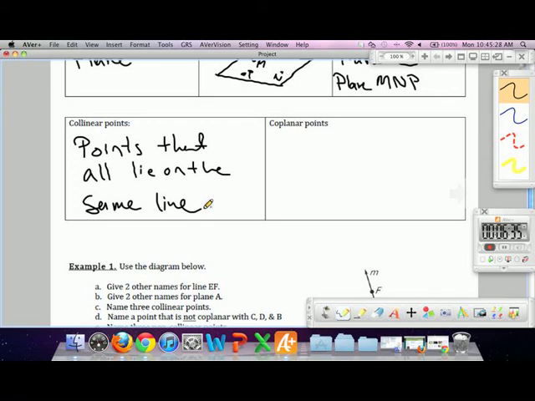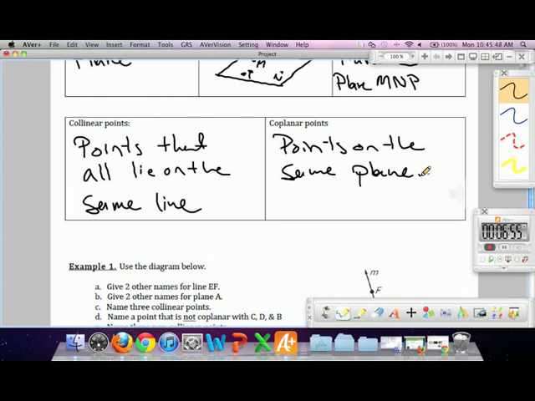Points on the same plane. Okay? Not rocket science, just make sure we're all using the same terminology. If I use collinear or coplanar, we have to know that those mean on the same line or same plane.